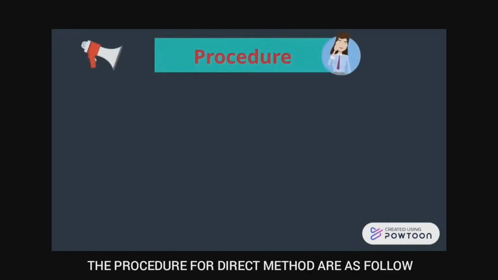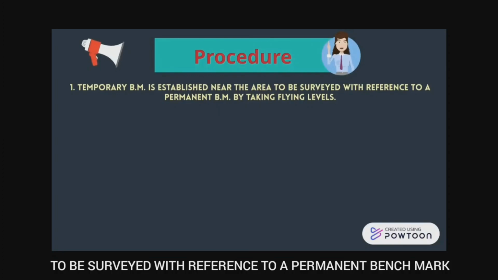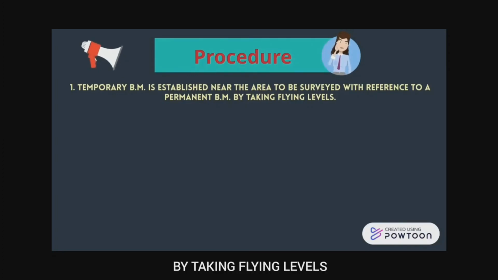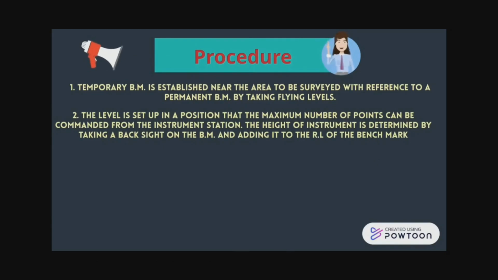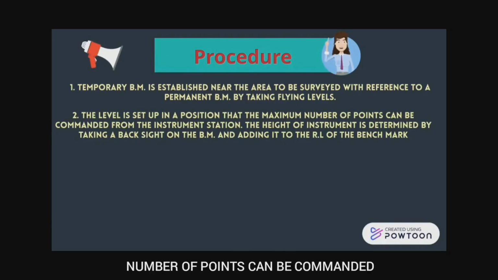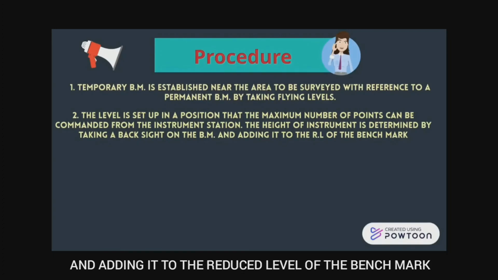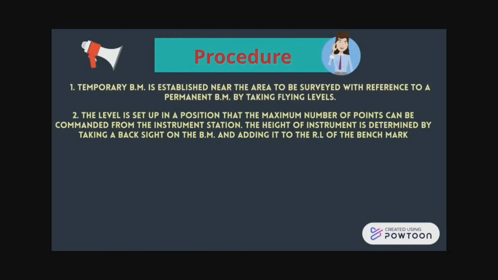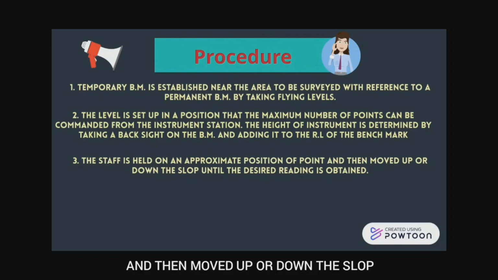The procedure for the direct method is as follows. A temporary benchmark is established near the area to be surveyed with reference to a permanent benchmark by taking flying levels. The level is set up in a position so that the maximum number of points can be commanded from the instrument station. The height of instrument is determined by taking a backsight on the benchmark and adding it to the reduced level of the benchmark. The staff is held on an approximate position of the point and then moved up or down the slope until the desired reading is obtained.